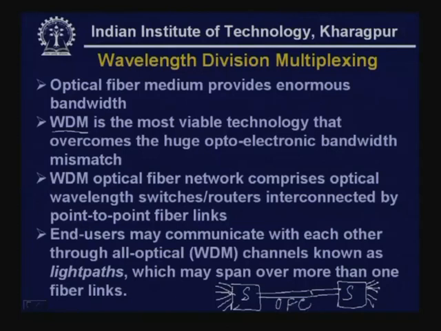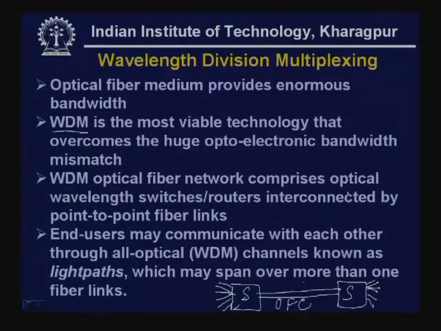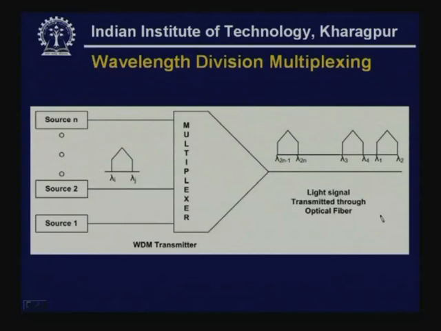Now, end users may communicate with each other through all optical channels known as light paths, which may span over more than one fiber link. Here I have shown only one link, but you may not have only one link. In between there may be more switches, and as a consequence the optical signal, the light signal can pass through a number of switches in the optical domain, and reach the other side. So, this can happen whenever you have got optical switches, and this wavelength division multiplexing is becoming very popular, and the basic concept is shown here.